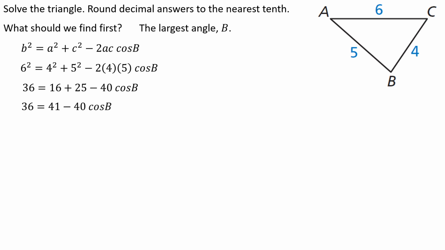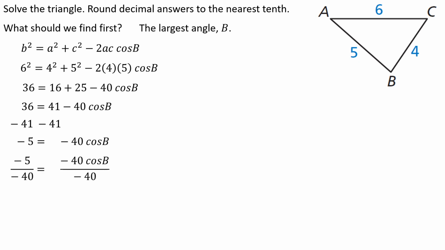No, you cannot do 41 subtract 40. Those are not like terms. Instead, let's subtract 41 from each side. Divide each side by negative 40. You can either leave it as 1/8 or you can convert it to decimal, 0.125. Angle B would have to be the inverse cosine of that value. It comes out to be 82.8 degrees when I round off to the nearest tenth.